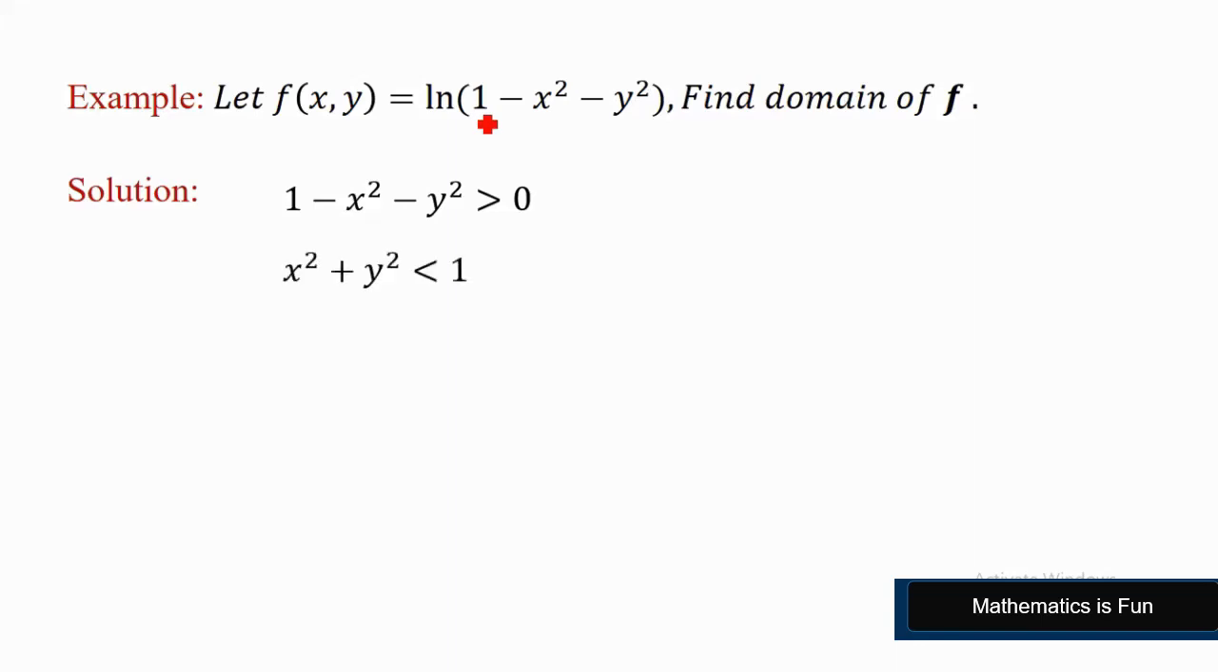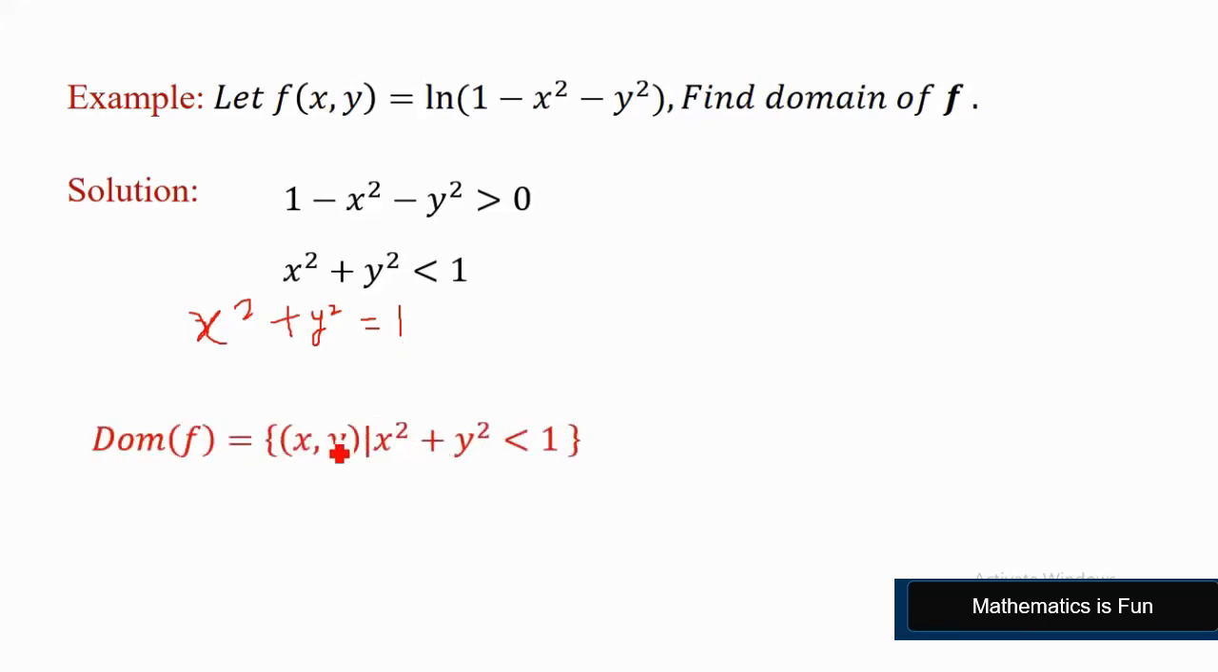We get x squared plus y squared is less than 1. As you all know, the equation for the unit circle is x squared plus y squared is equal to 1. That is, it has a center at the origin. The domain of the function can be written as all the ordered pairs x, y which satisfy the inequality x squared plus y squared less than 1.